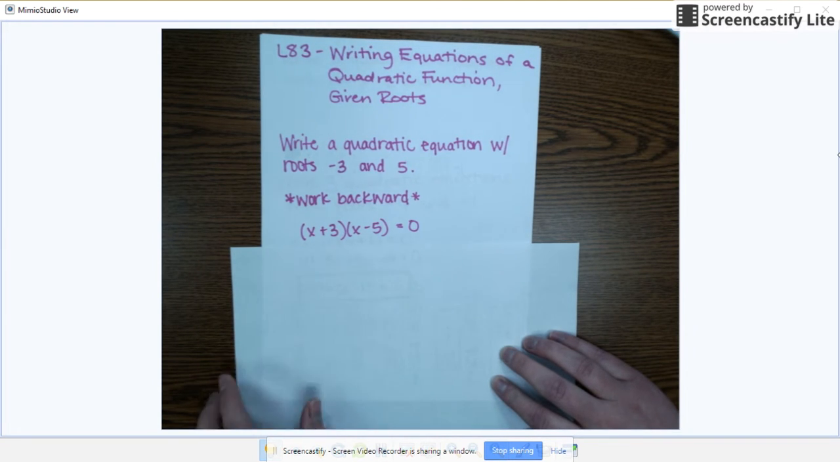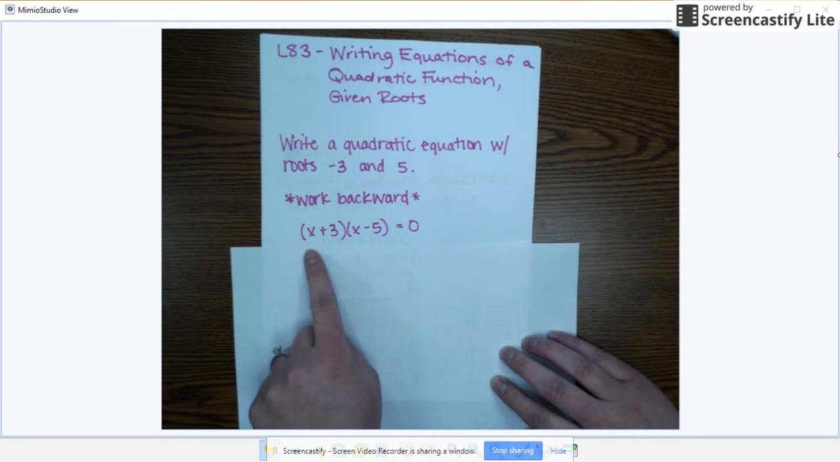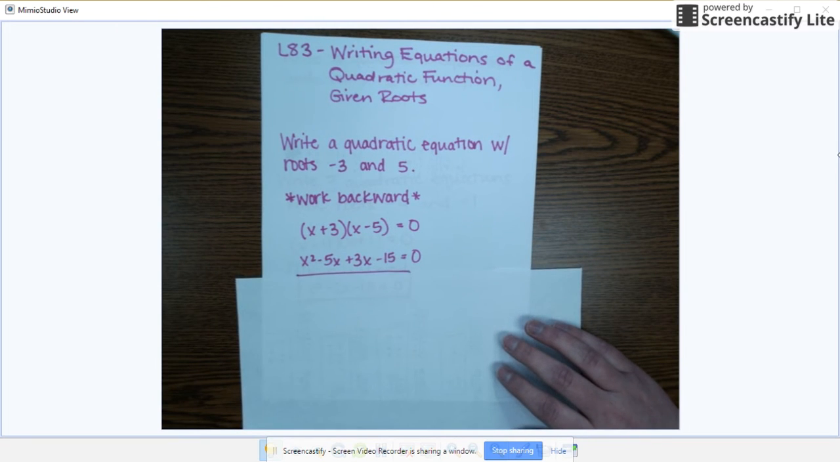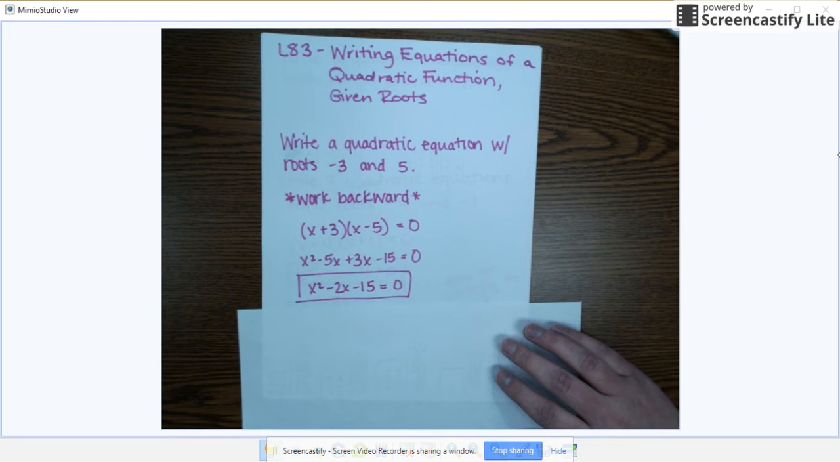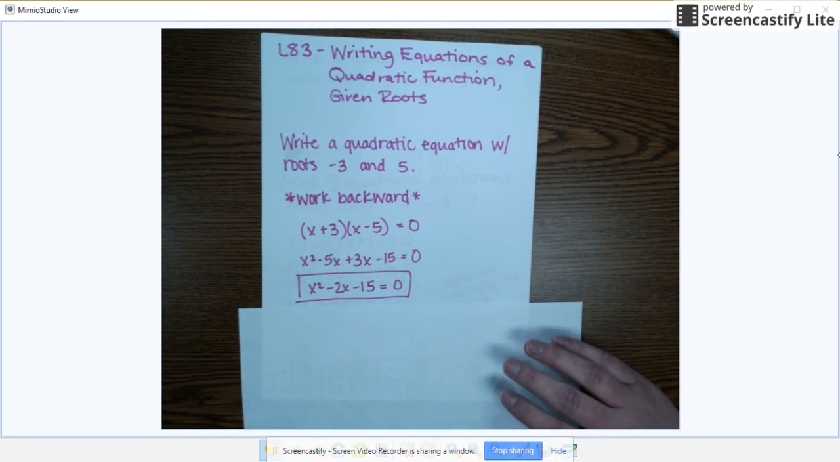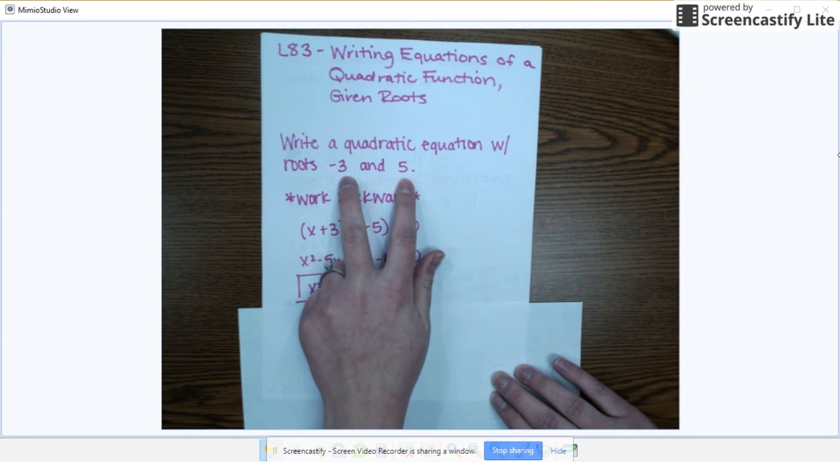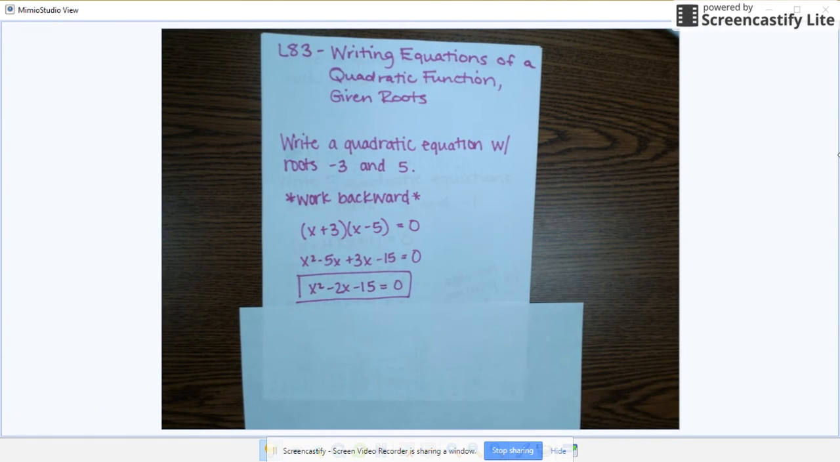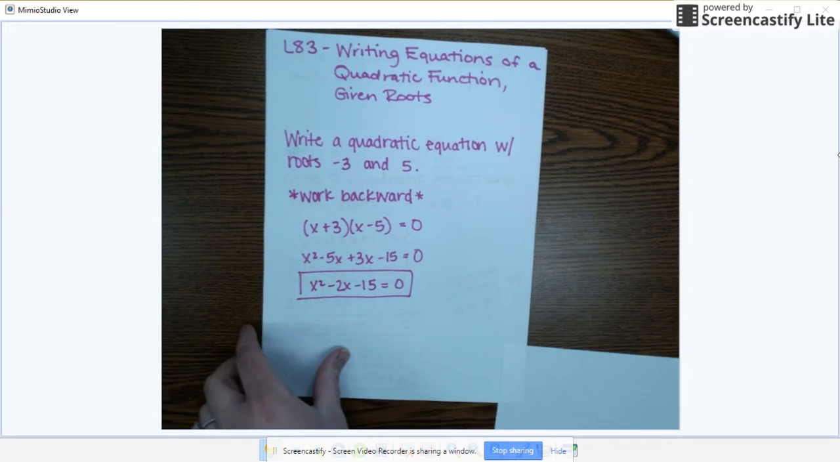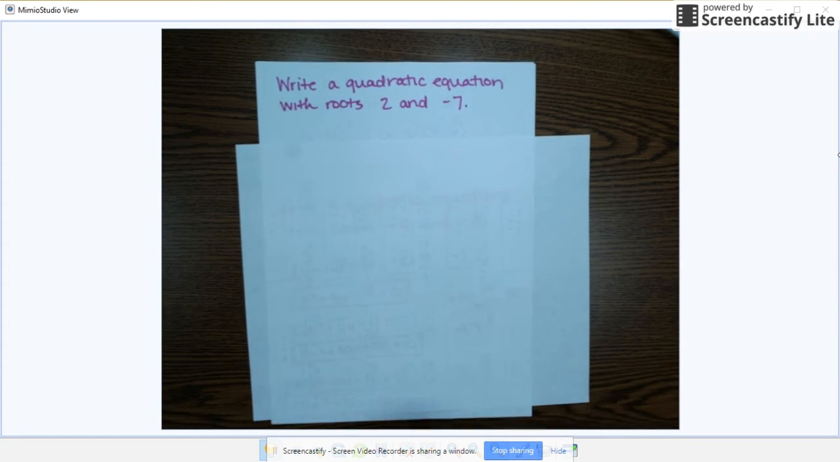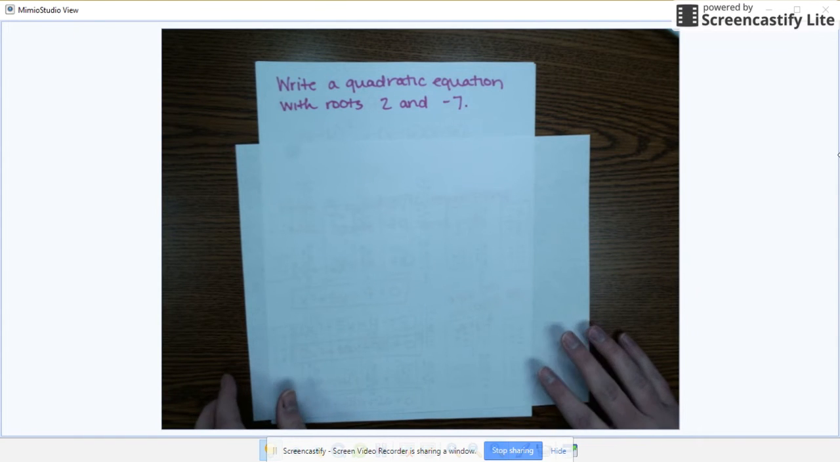We need to write our quadratic equation in standard form, so we need to take these two binomials and FOIL them. When you do that, you get that, and you can simplify your middle two terms to get x squared minus 2x minus 15 equals 0. So this is a quadratic equation with the roots -3 and +5. Okay, I would like you guys to write a quadratic equation with the roots 2 and -7.